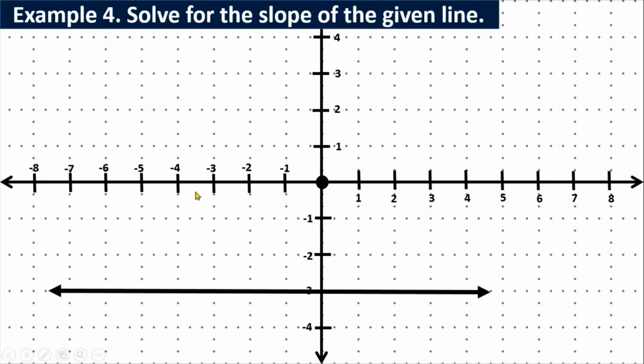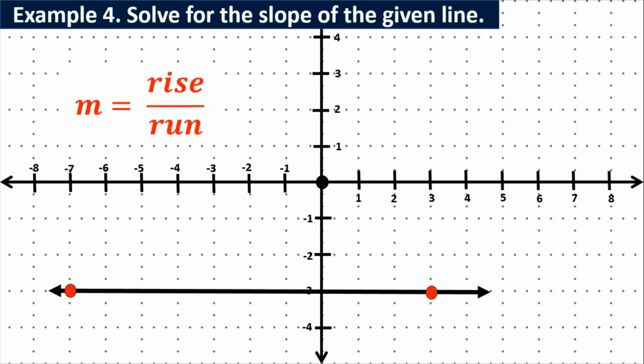For our fourth example, let's have a horizontal line. Take 2 points. Apply the formula m is equal to rise over run. From this point, we will move to our second point using rise and run. But in this case, we don't need to rise. That means the rise is 0.